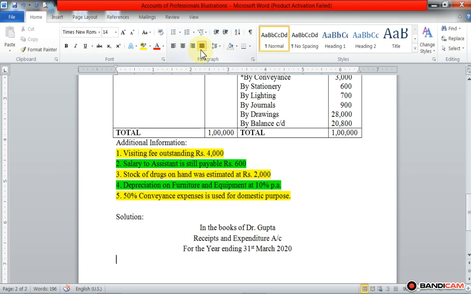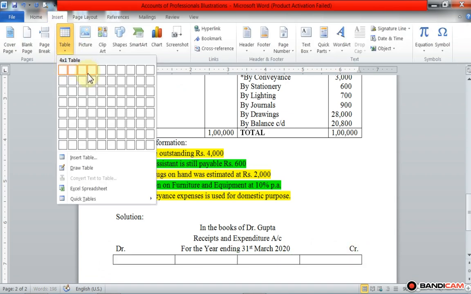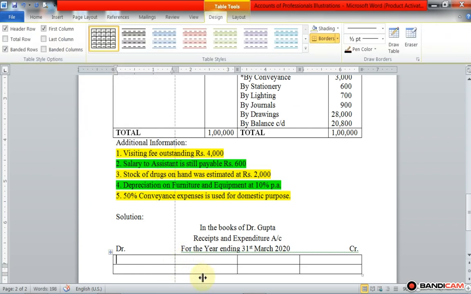Debit side and credit side. Prepare 4 columns: on the debit side, expenditure and rupees, and on the credit side, receipts and rupees. Got it?